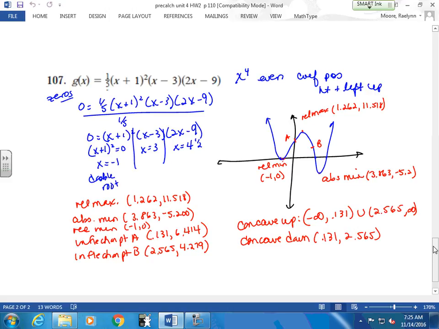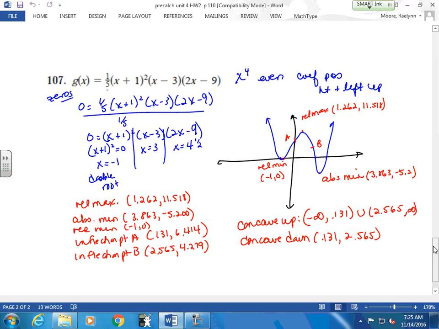Do your absolute, and here's your absolute min. This is a relative min. This is a relative max. The end points are going up. Okay. There's no double roots. Actually, there is one double root. This one. This is a double. It bounces off.